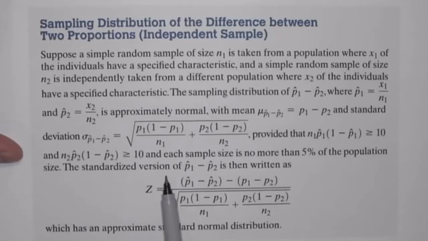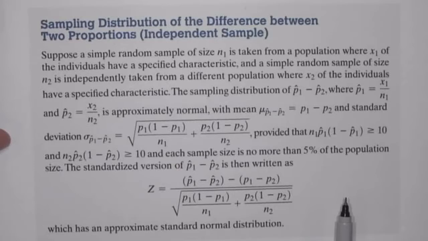The standardized version of p hat 1 minus p hat 2 is then written as z equals p hat 1 minus p hat 2 minus the quantity p1 minus p2 all over the square root of p1 times 1 minus p1 over n1 plus p2 times 1 minus p2 over n2, which is an approximate standard normal distribution.